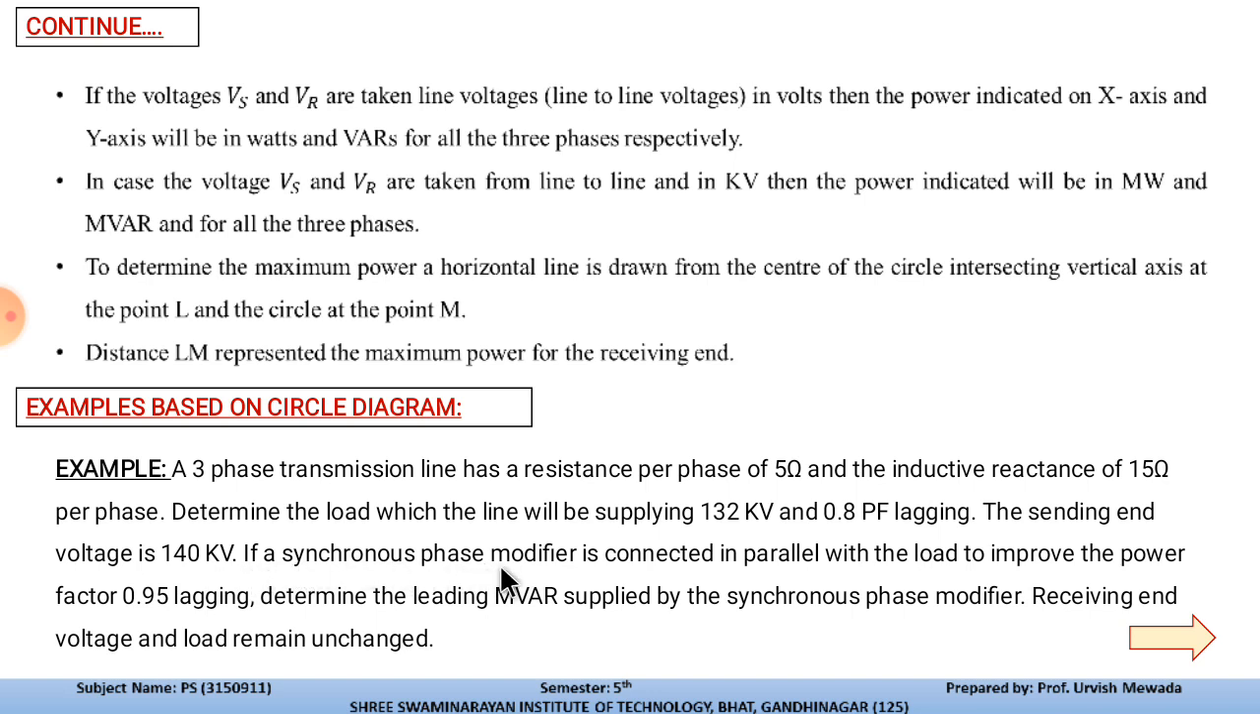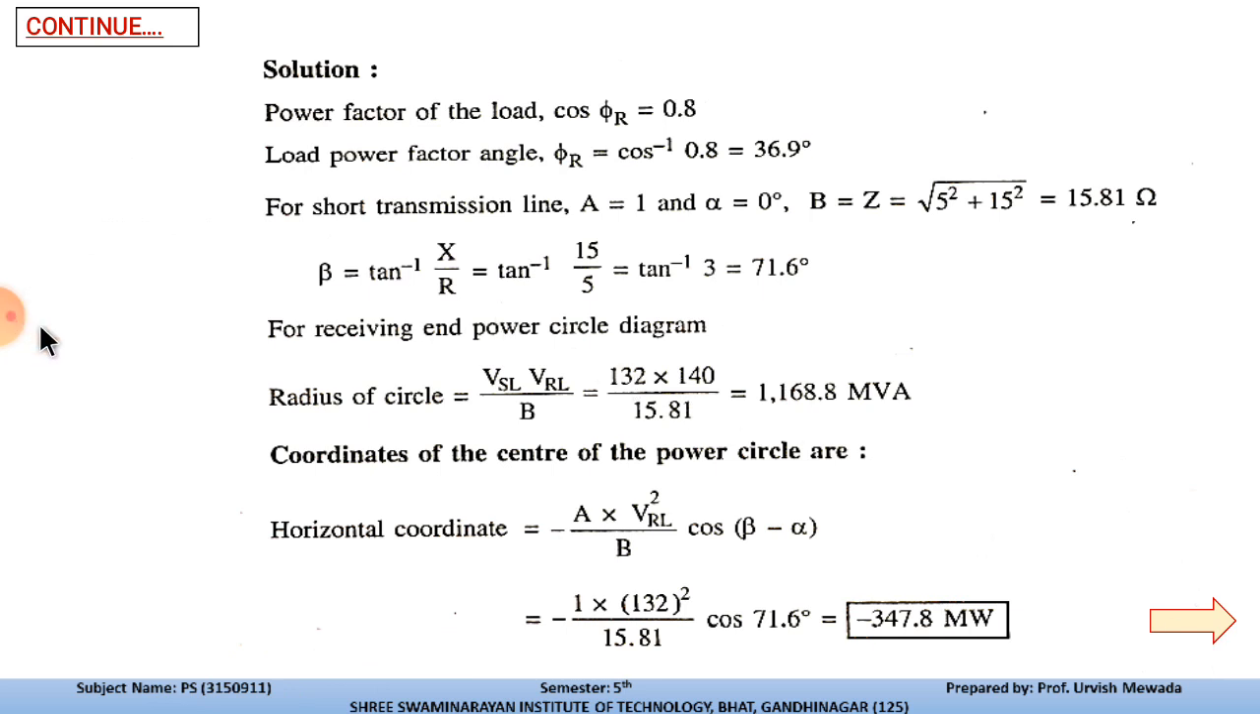If a synchronous phase modifier is connected in parallel with the load, which basically improves the power factor, to improve the power factor to 0.95 lagging, so we are increasing the power factor from 0.8 to 0.95 lagging. Determine the leading MVAR supplied by the synchronous phase modifier, receiving end voltage and load remaining unchanged. So let us discuss the circle diagram first, and the solution of this example, as we draw the circle diagram.